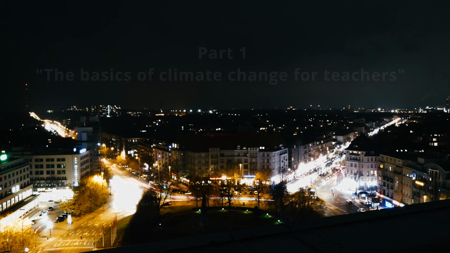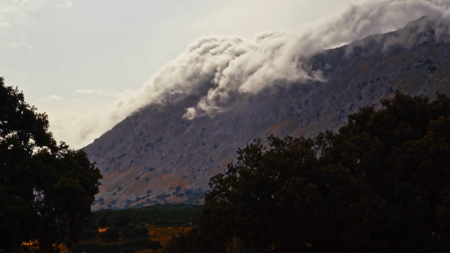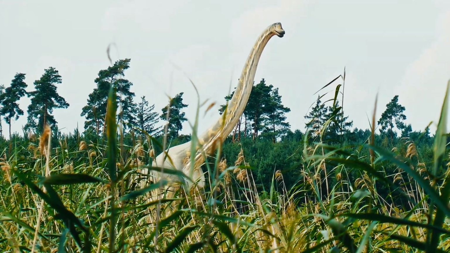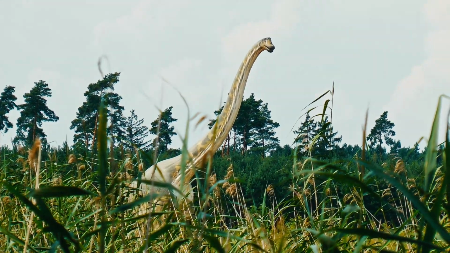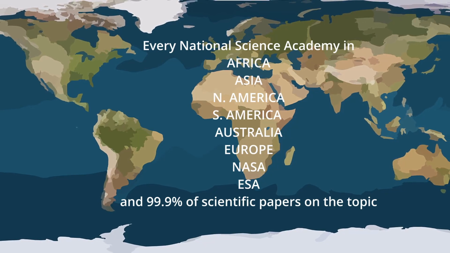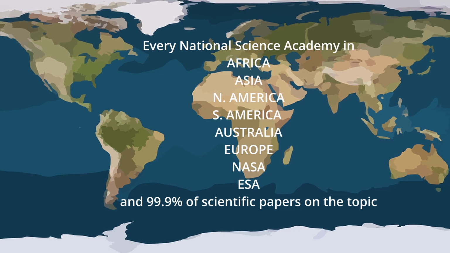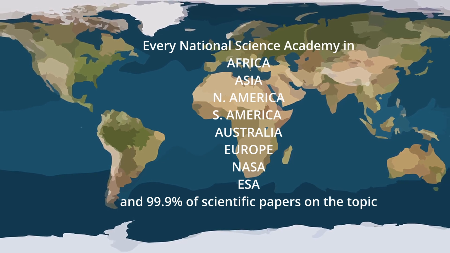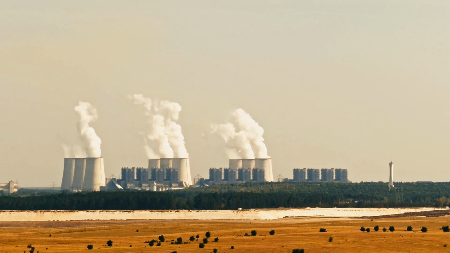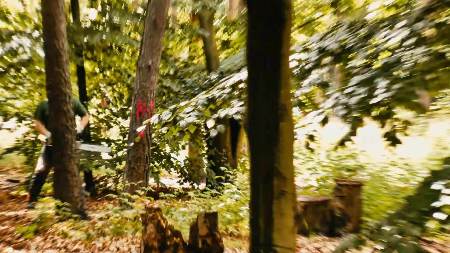The basics of climate change science. Climate is an average of the weather over several decades. Our climate has changed throughout Earth's history, but according to national science academies in Africa, Asia, North and South America, Australia and Europe, NASA, the European Space Agency, and pretty much all scientific papers on the topic, it is currently driven by the emissions from the burning of fossil fuels. That's coal, oil and gas, and a smaller amount due to land use change.